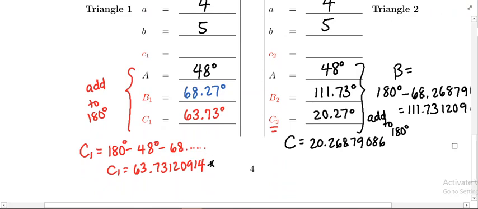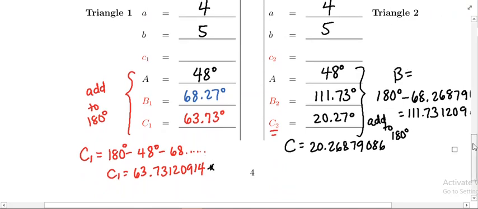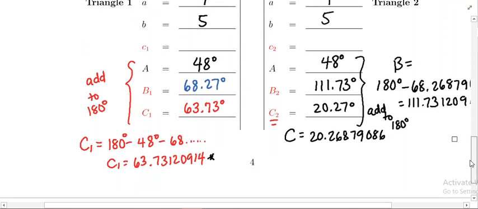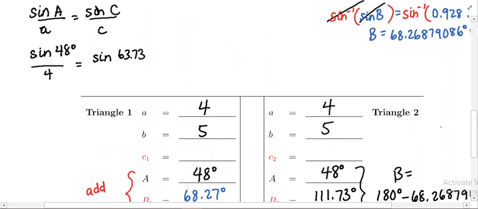So down here with all the digits, okay. So the sine of 63.73120914 over C. This is going to give me an exact value of side length C.